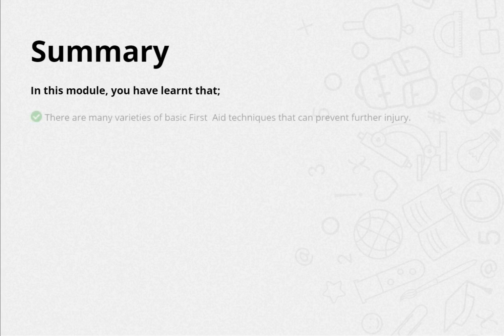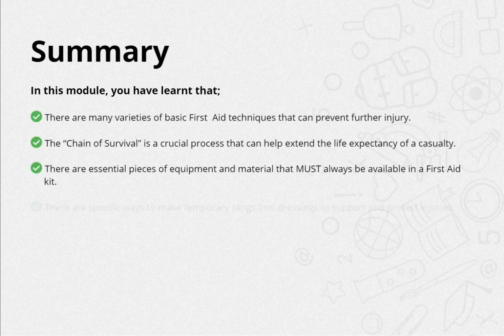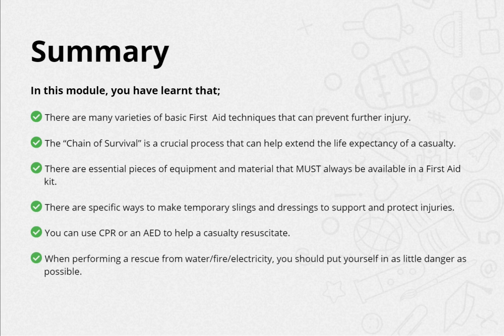Summary. In this module, you have learned that there are many varieties of basic first aid techniques that can prevent further injury. The chain of survival is a crucial process that can help extend the life expectancy of a casualty. There are essential pieces of equipment and material that must always be available in a first aid kit.